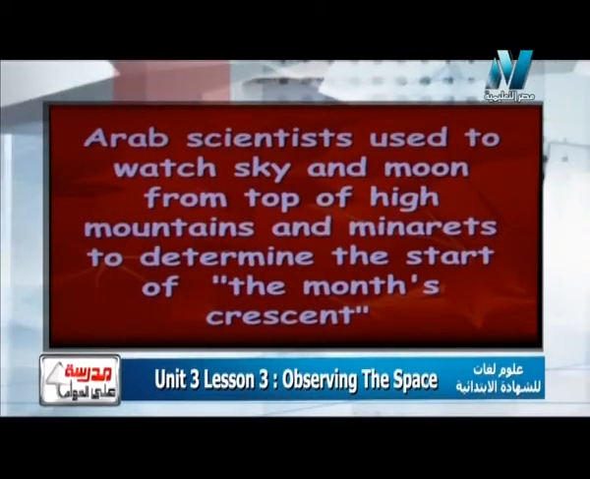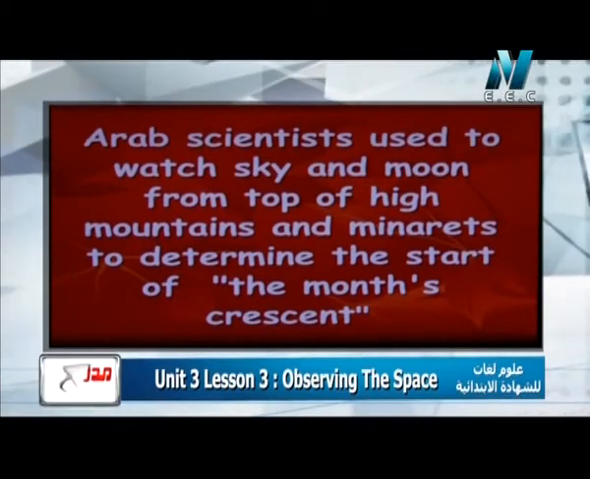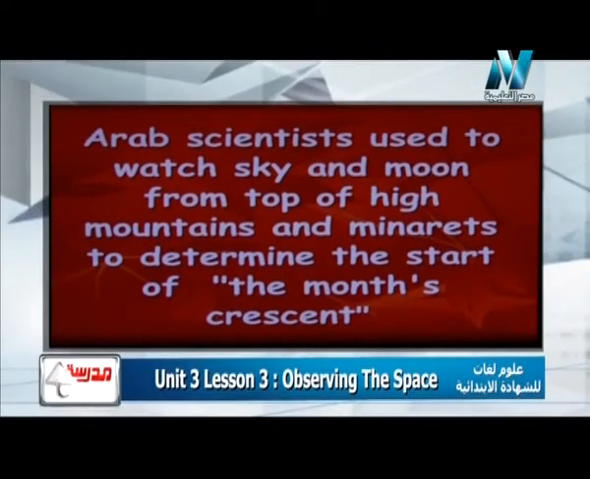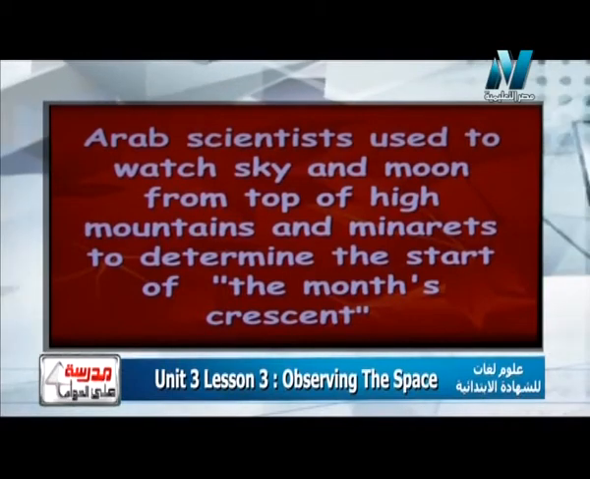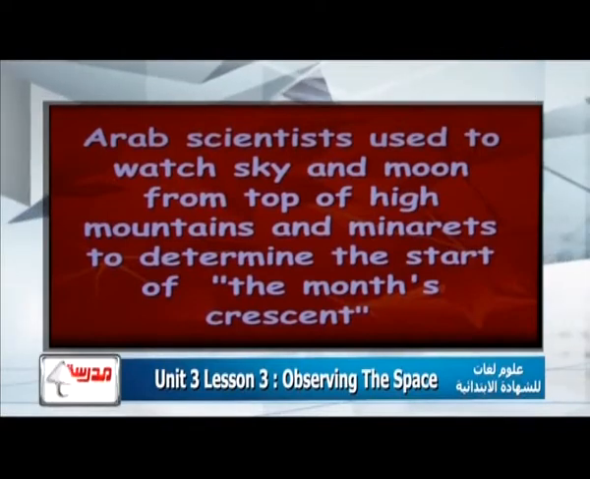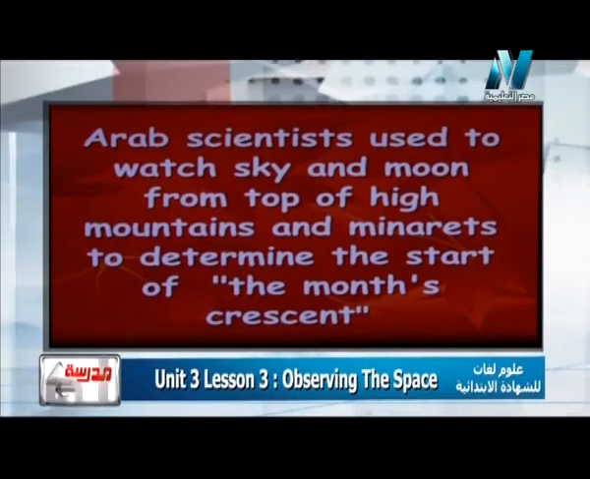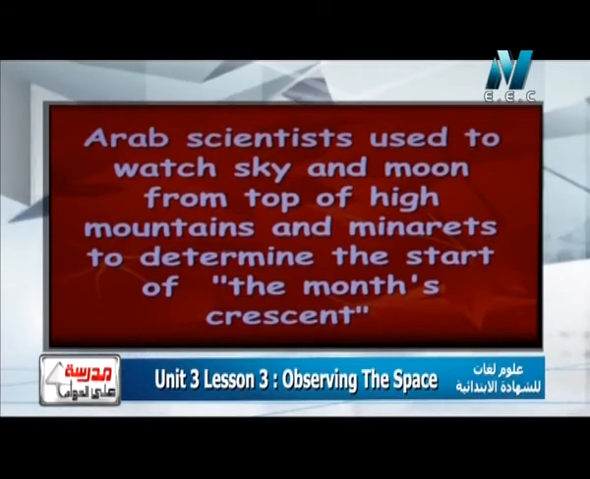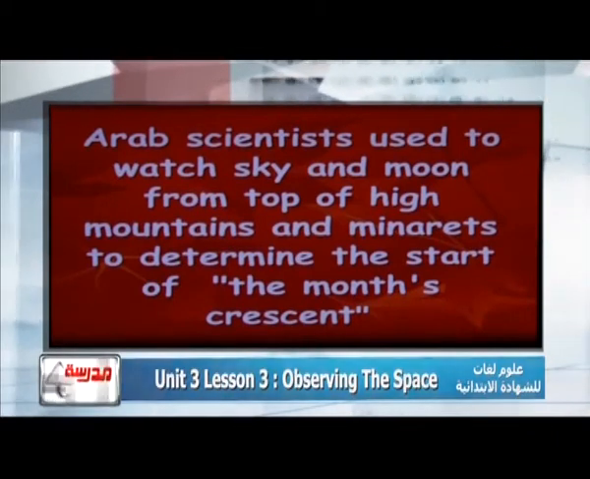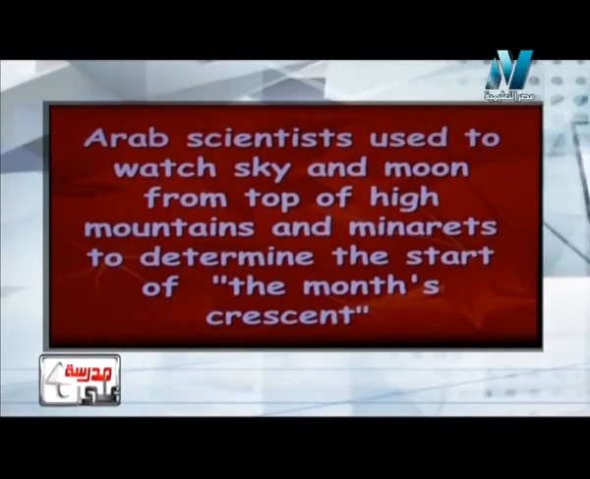Arab scientists used to watch the sky and the moon from the top of high mountains and minarets to determine the start of the month's crescent. They always followed the movement of the stars, planets and moon to know the start of the lunar month, to know the start of the fasting month or the feast, so they could determine their celebrations. Again, to know the month's crescent or the fasting month.